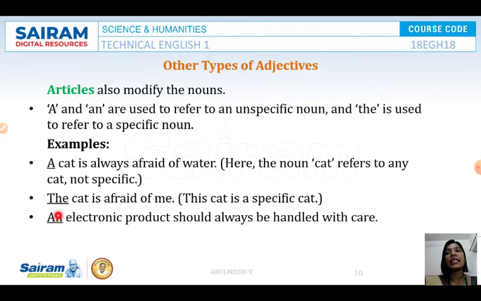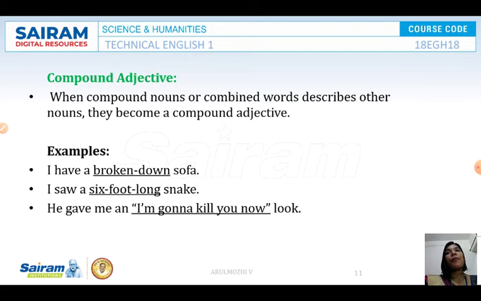Look at the next example. An electronic product should always be handled with care. So we are talking about any random electronic product. There are so many products, and it comes under electronic product. We are not mentioning anything specific. So we are going for an electronic product. Why an? Because electronic starts with a vowel sound. So before a vowel sound we are using an.